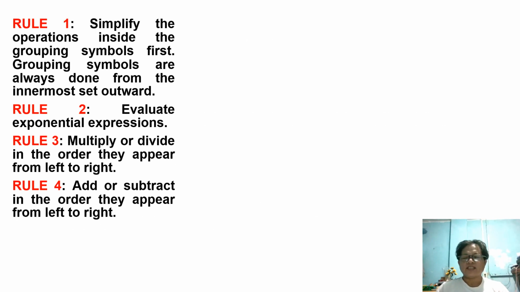Okay, let's try to solve the problem that we had previously, which is 14 plus 7 times 6 minus 8 divided by 2. First rule, simplify the operations inside the grouping symbols first. Are there any grouping symbols present? So since there's none, you have to go to rule number 2. It says evaluate exponential expressions. Is there an exponent present in the expression?